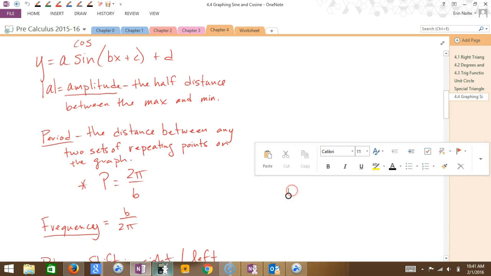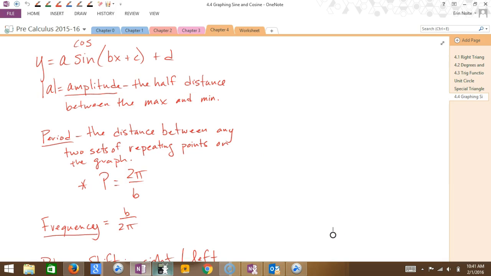They will ask you a question about the frequency, which by definition is b over 2 pi. You do not use frequency for graphing. That'll just be like a separate scenario where they'll say, oh, what's the frequency of this graph?